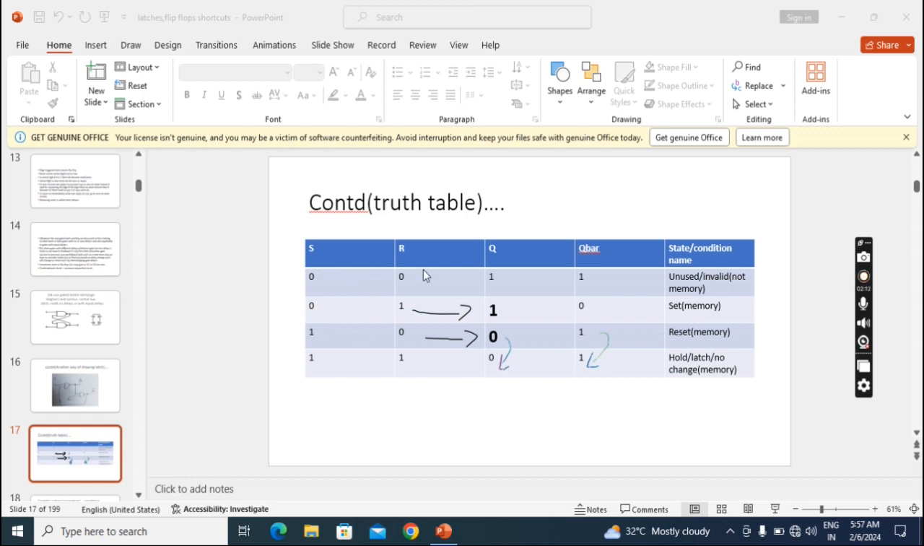If you apply 0 0, it will go to an invalid state. To make it useful, you have to change any one of the inputs.